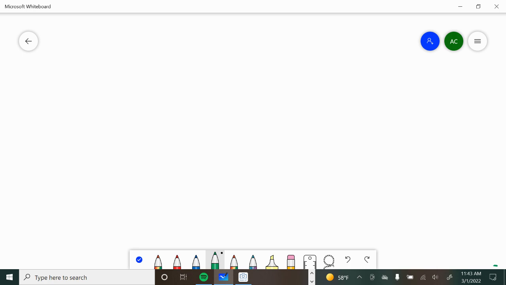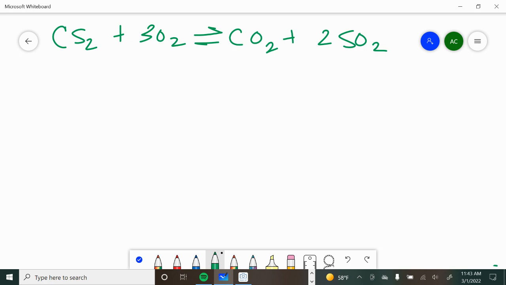Okay. All right. So they give you this equation: CS2 plus 3O2 goes to form CO2 and 2SO2. And all they tell you is that you have 4.25 liters of O2. And then they want you to find the liters of this and the liters of this. But they don't tell you anything else. They don't tell you pressure. They don't tell you temperature. They just say it stays the same.